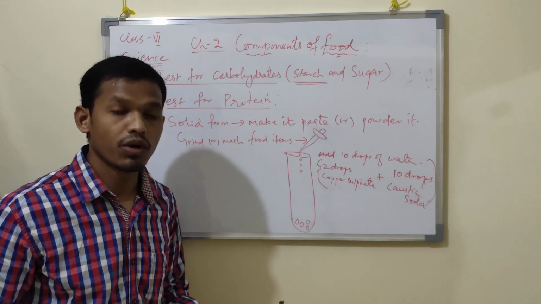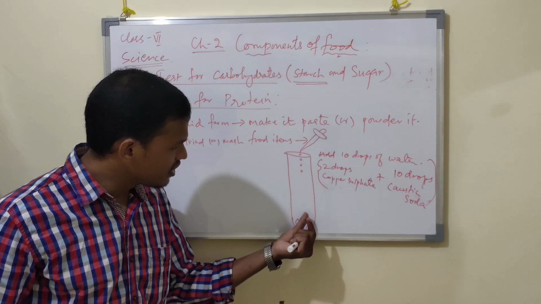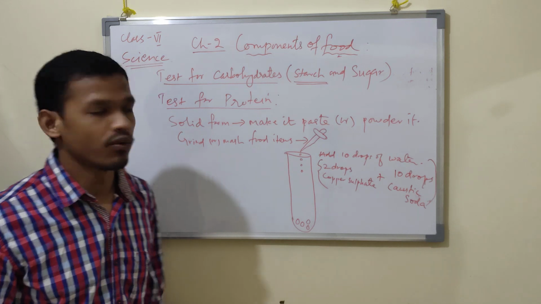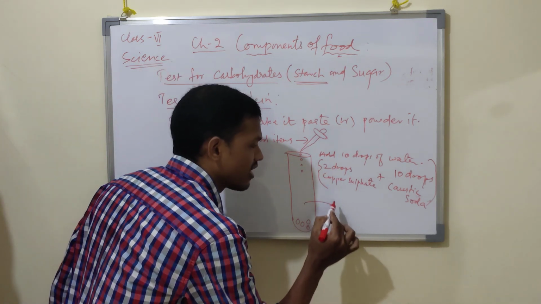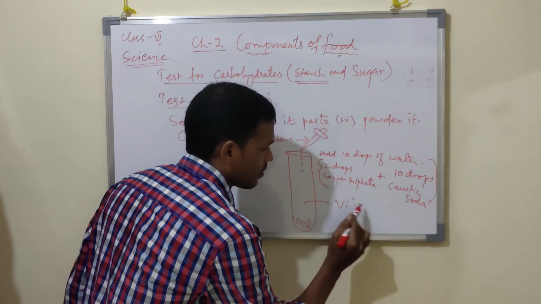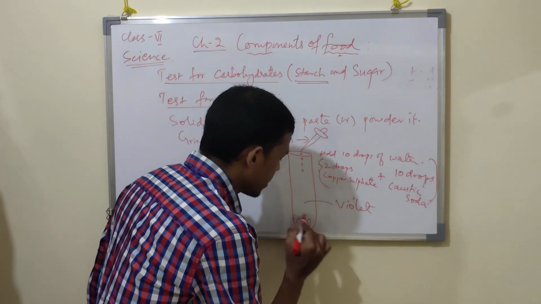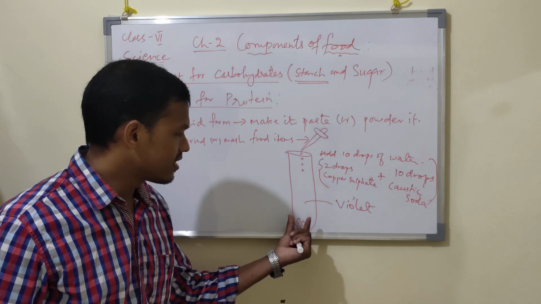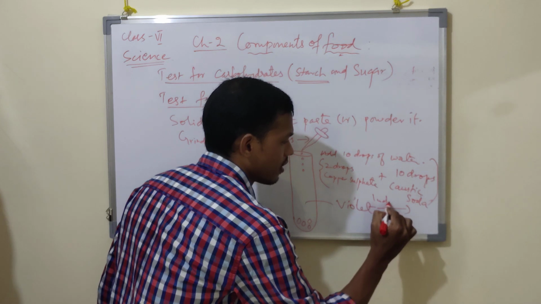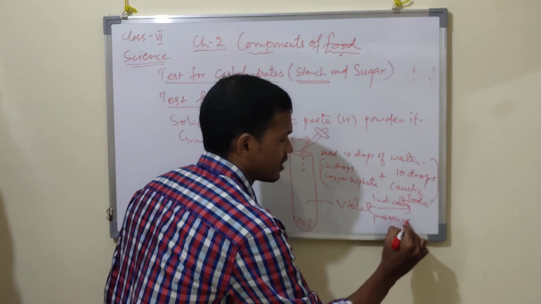What do you observe? You observe that after some time the contents in this test tube slowly turn into a violet color. If the contents present in the test tube change to a violet color, it indicates what? It indicates the presence of protein.